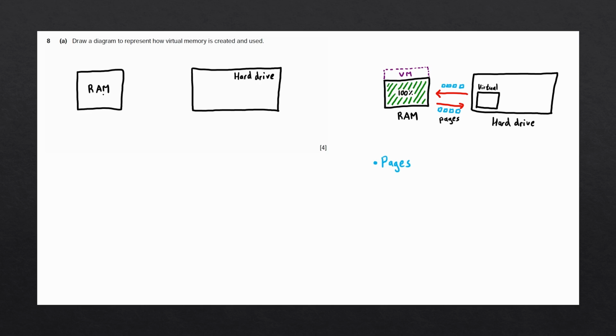First, we want to show the RAM and the hard drive modules. Then we want to show that the hard drive is portioned in some way to create virtual memory. Lastly, we want to show how pages are transferred between the RAM and the virtual memory. And that is this question completed.